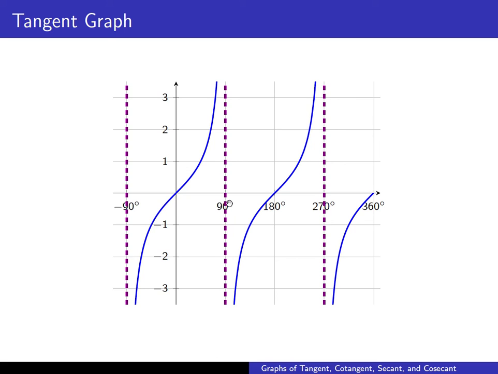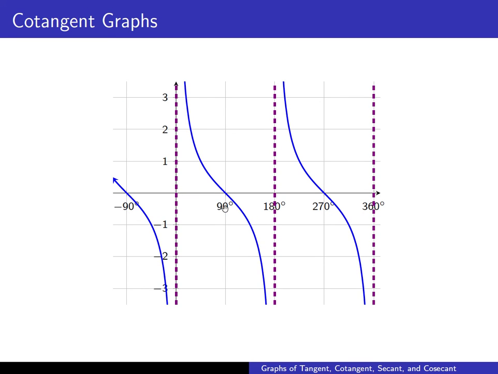So every odd multiple of 90 degrees, so 90 and then 90 times 3 is 270, 90 times 5 would be 450 degrees would be another, as well as the negative angles as well. For tangent graphs, you're going to have these vertical asymptotes.